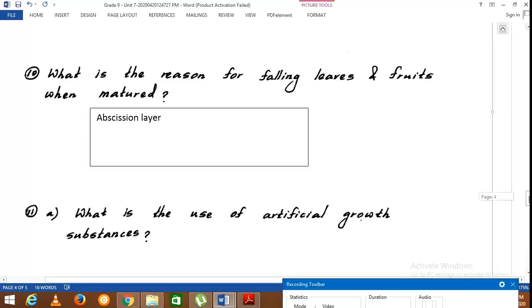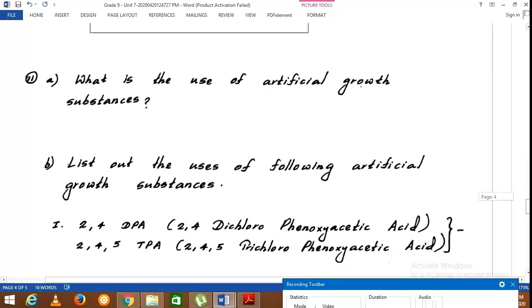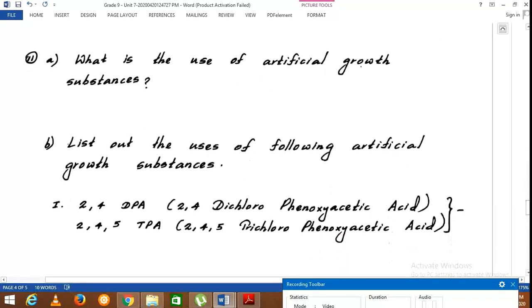Then what is the use of artificial growth substances? These artificial growth substances are used widely in horticulture and in growing ornamental plants. So you can see in floriculture as well. Now this is a huge industry, floriculture, horticulture, and when you visit exhibitions and all, you have seen so many plant varieties. So they use these artificial growth substances.